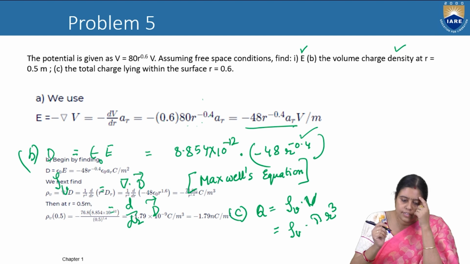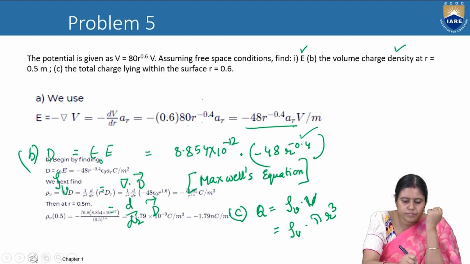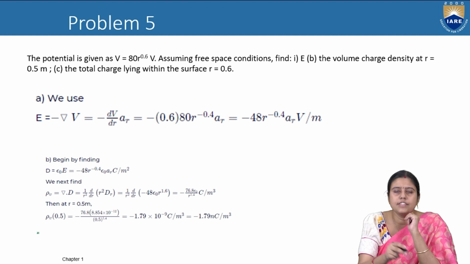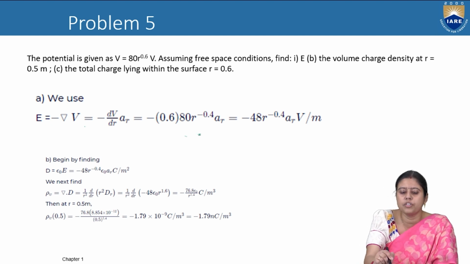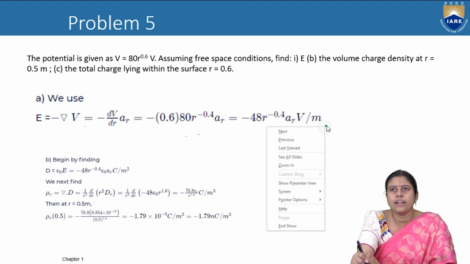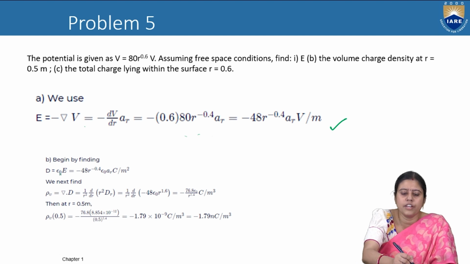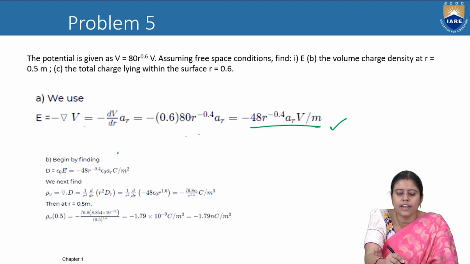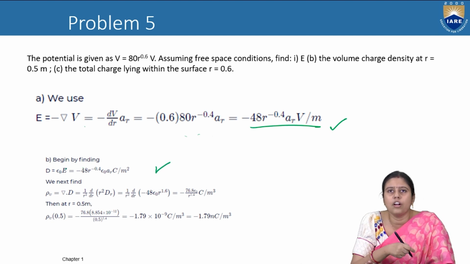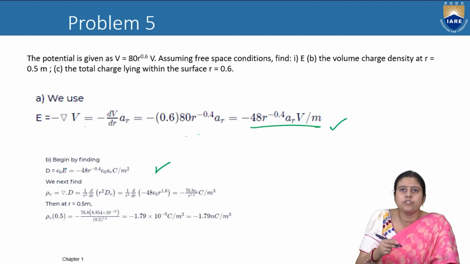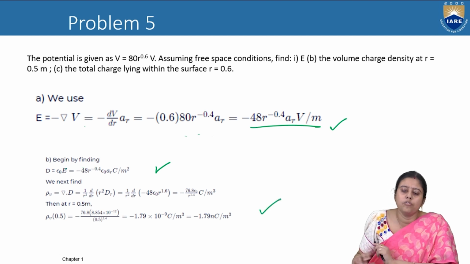So if we go for the first step, E is equal to minus grad V is equal to minus dV by dr. If we put the value, we will get minus 48 AR volt per meter. Next is the second question. D is equal to epsilon not E. So if we put the value, E value we got already, so we will get the value of D. What is rho V? Rho V is equal to grad dot D, and if we solve the equation, we will get the value of rho V.